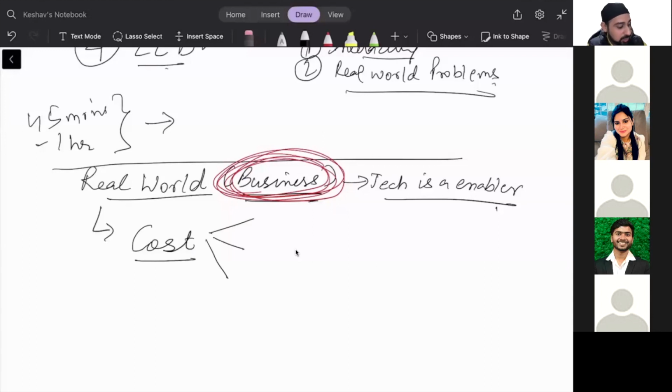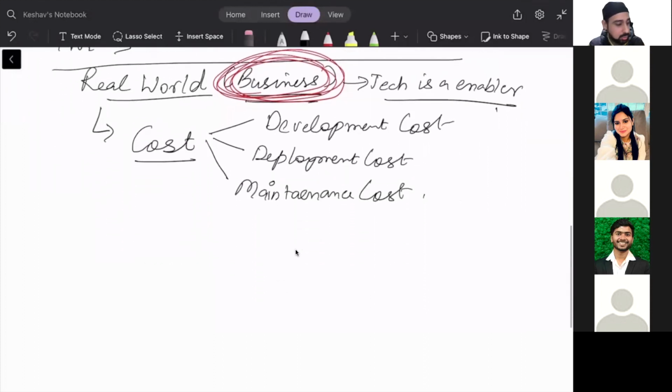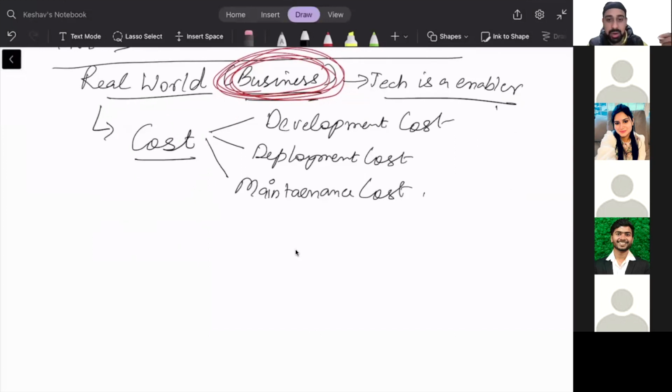There are three types of cost in play. One is always the development cost. One is the deployment cost or the running cost of the server, and one is the maintenance cost. So you, as architects, as developers, always need to consider these three costs when trying to design a system.